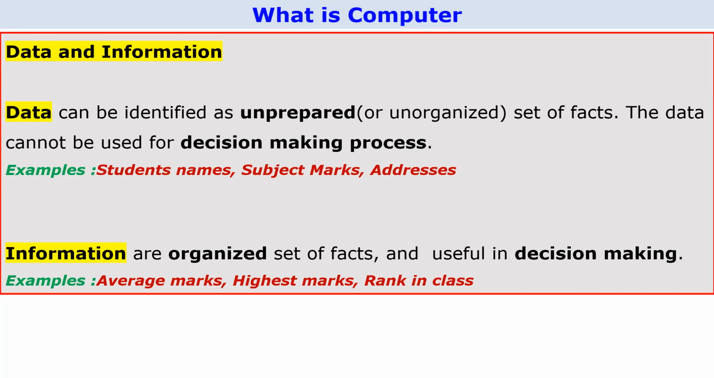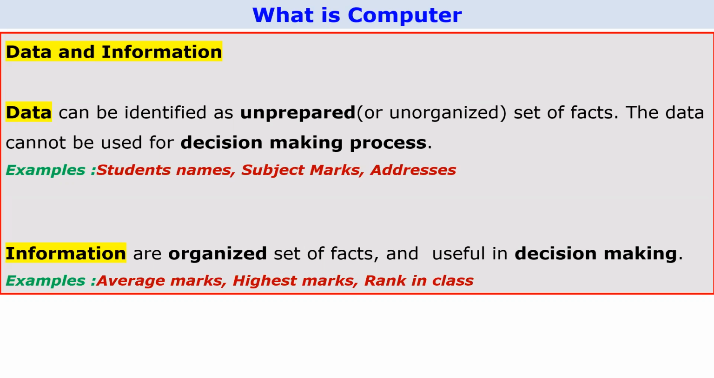Subject marks. Suppose you go to the classroom for the first time and randomly ask for some marks from the students, English marks, suppose. By taking those sets of marks, can you say who is the first student, who are the weak students, who are the good students? Is it possible to make such decisions? No, you can't make such decisions. Therefore, those are categorized as data, unprepared or unorganized.